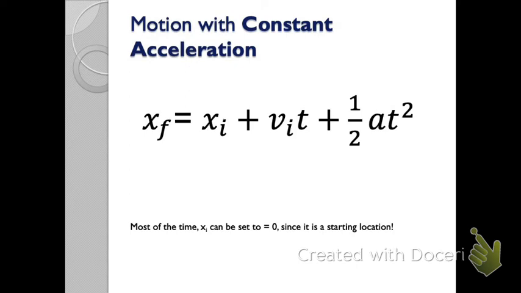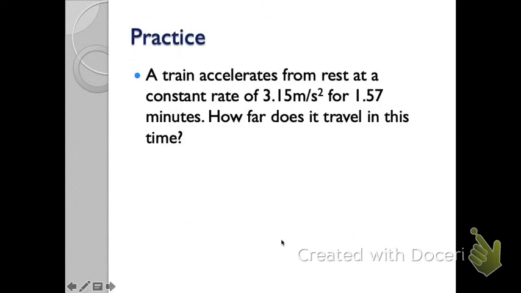Okay, so let's try one here. A train accelerates from rest at a constant rate of 3.15 meters per second squared for 1.57 minutes. How far does it travel in this time? So we've got a lot of information we've got to start breaking down, okay?